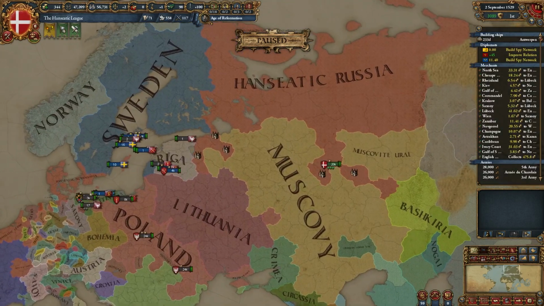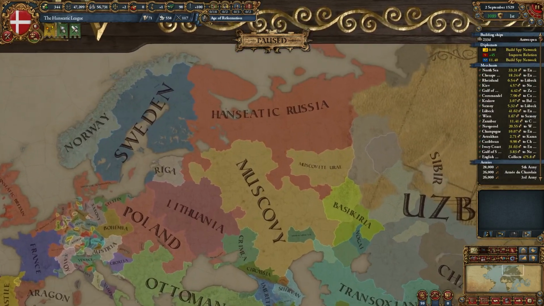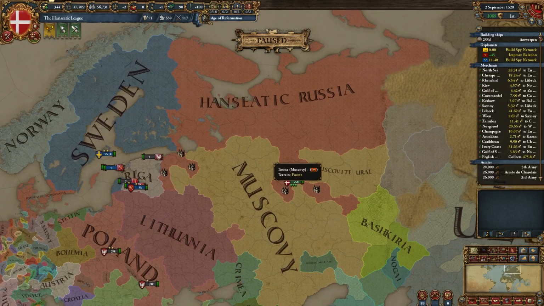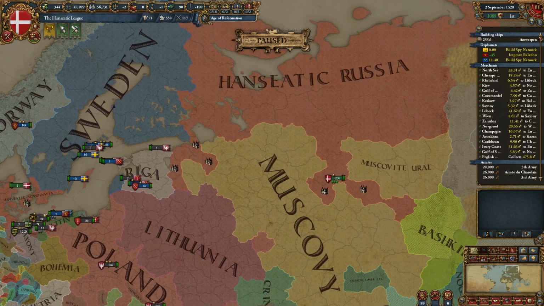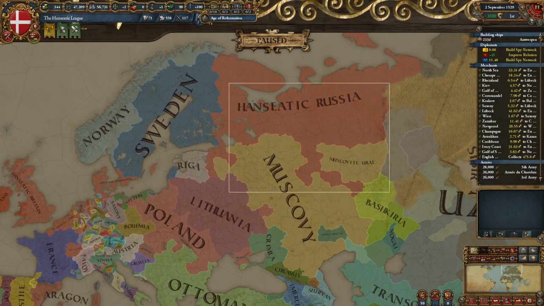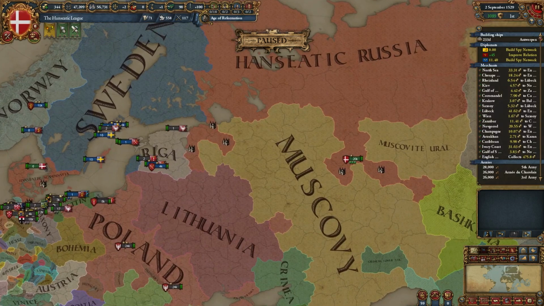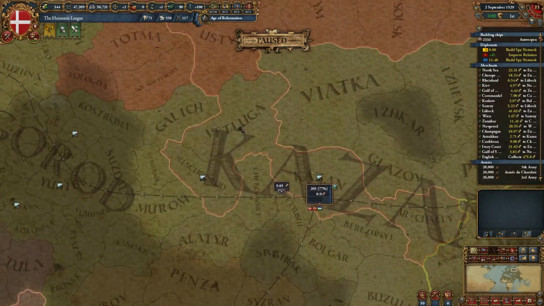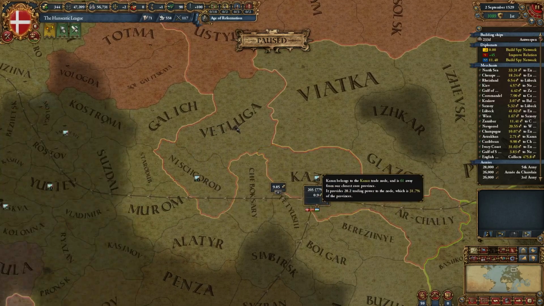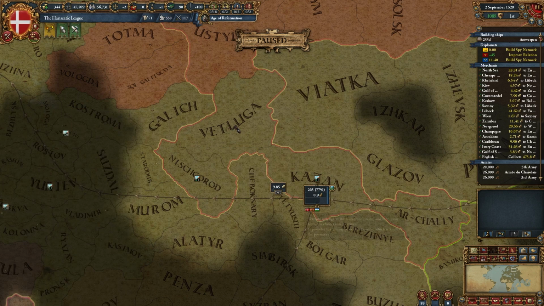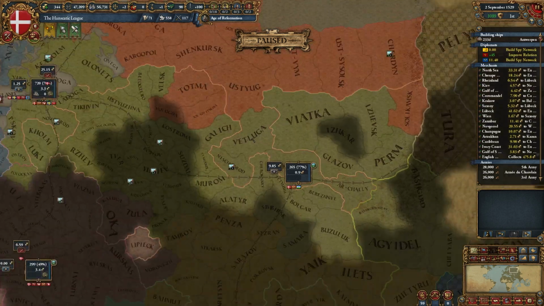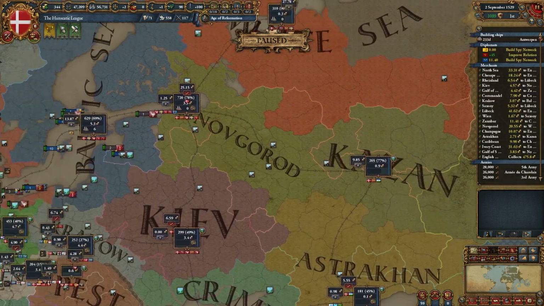And a little thing that I almost forgot to mention is I actually won 2 wars against Muscovy also, which, as you can see, gave me Hanseatic Russia over here. And yeah, this is a little border gore over here, but I did it because those are the only 2 trade centers. I obviously add them to a trade company, which gives me 77% influence in the Kazan trade node.